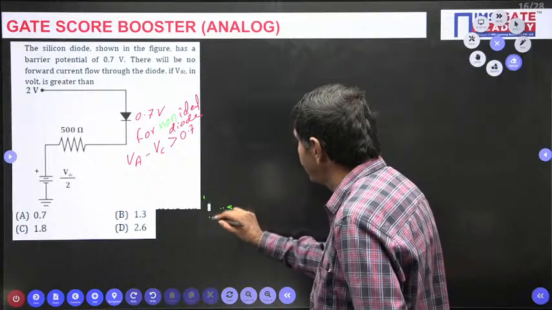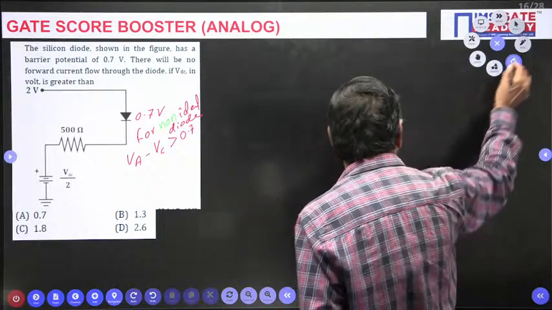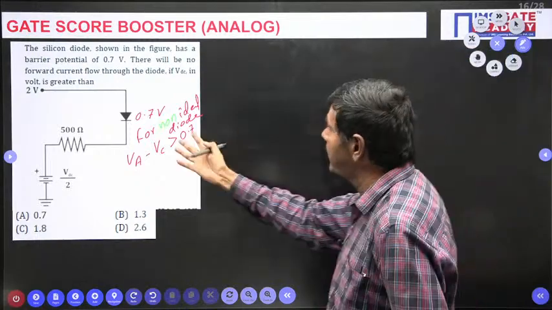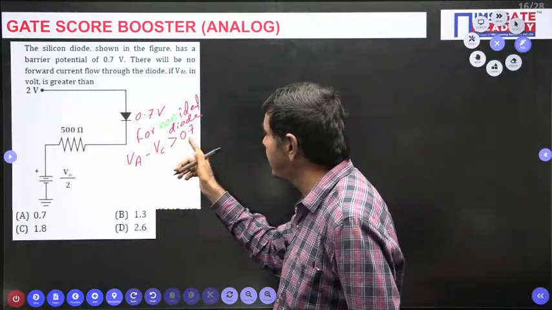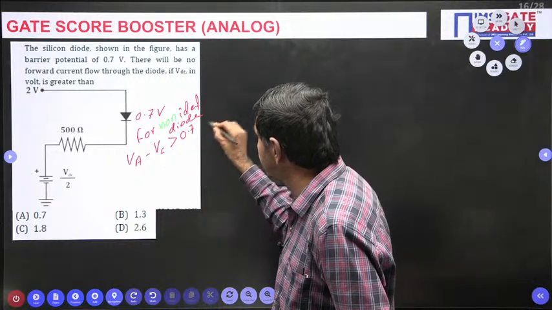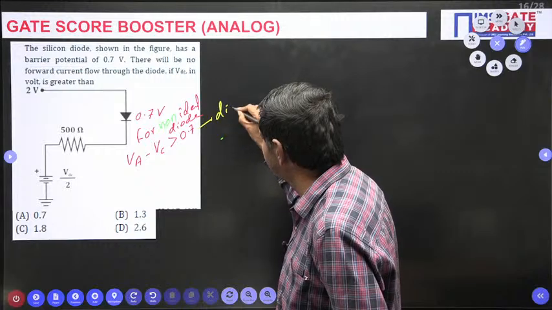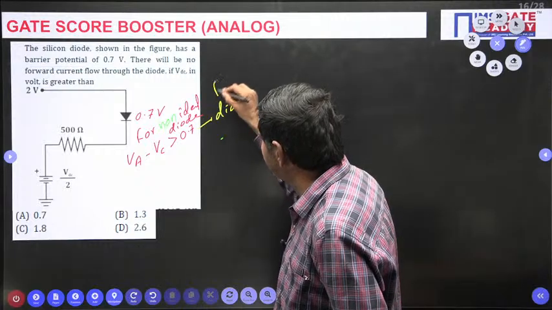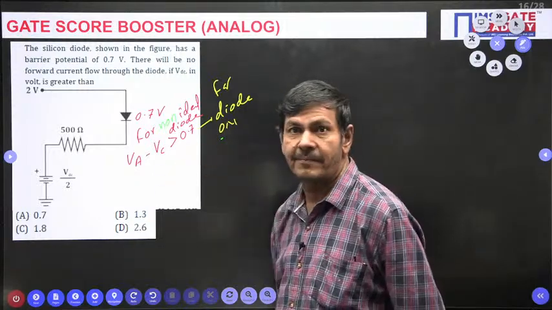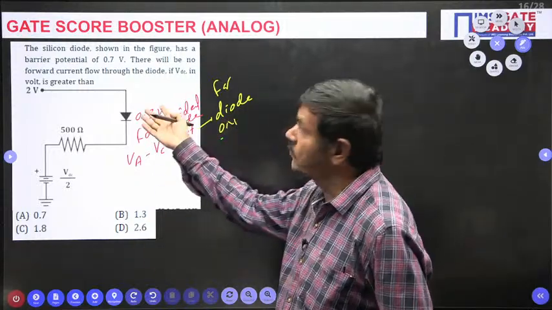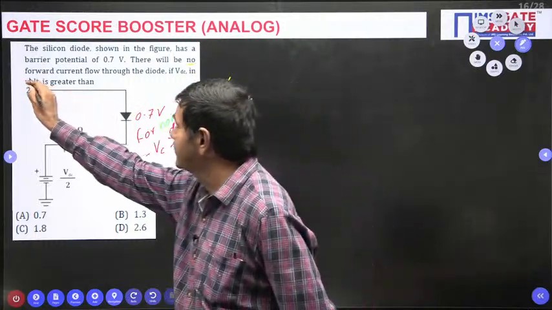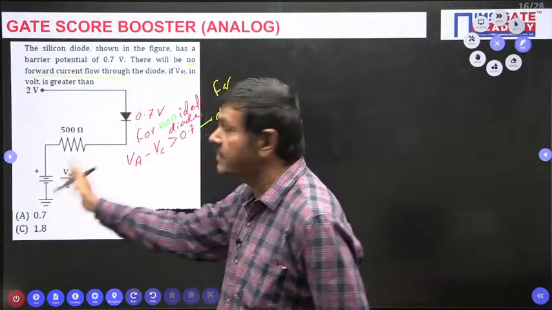But here, how we can do this question, please watch and you can understand. If this condition is satisfied, what happens? The diode is on. That is required for the on state, but it is required to be in the off state only. No forward current is given. No forward current means it is the off state only.